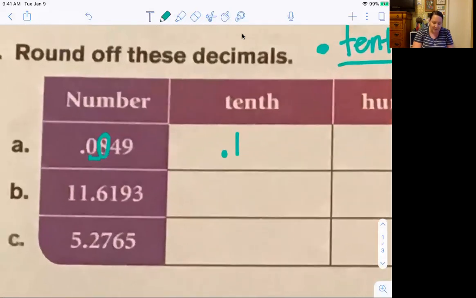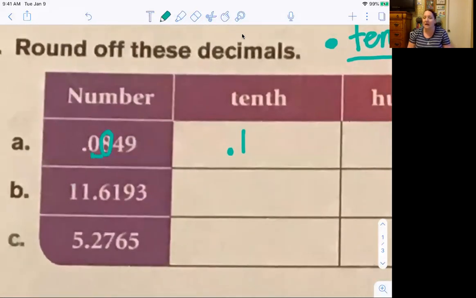Let's look at letter B. We have 11.6193, or 11 and 6,193 ten-thousandths. What number is in the tenths place? If you said a 6, excellent job. That means the 1's the boss. Is it 5 or more up the score, or 4 or less, don't mess? 4 or less, don't mess. So anything to the left of the number that we are working with stays the same, and anything to the right of the number gets taken off, right? If it's decimals. So rounding to the nearest tenth would be 11.6.